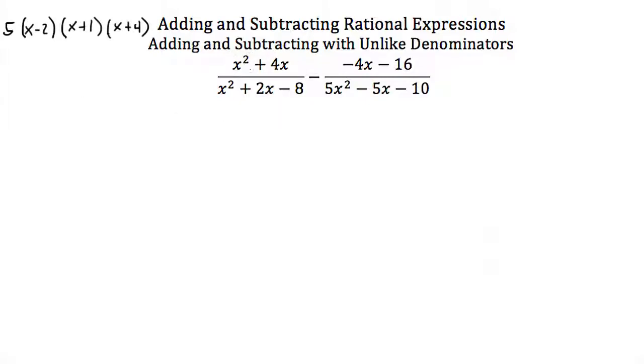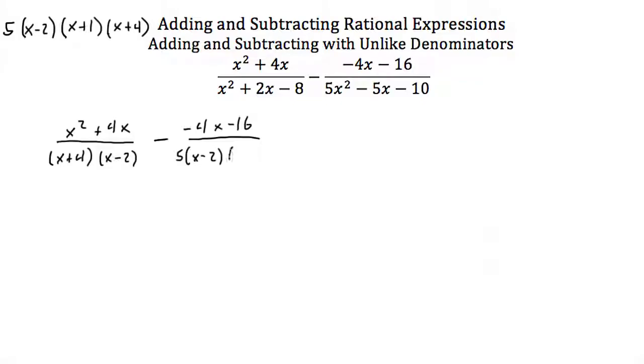Now, I'm going to take this first term. We have x squared plus 4x in our numerator, and I'm going to factor our denominator into x plus 4 times x minus 2. We're subtracting a negative 4x minus 16. But again, I'm going to factor this denominator. This is 5 times x minus 2 times x plus 1.